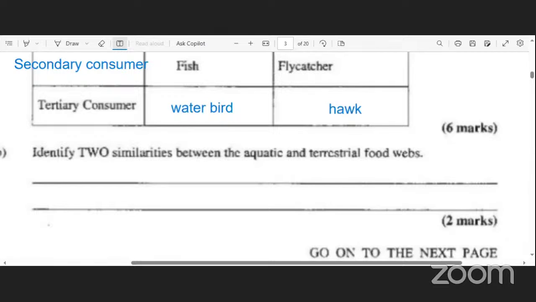So you can find producers in both the aquatic and the terrestrial food web. Yes, that is all. That is also a similarity between the two.